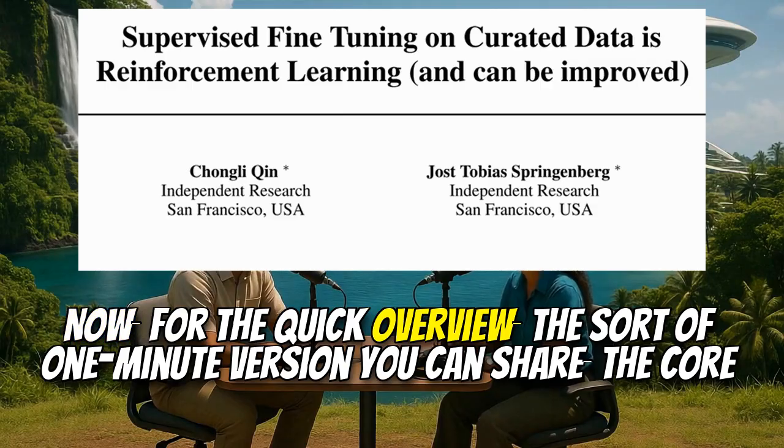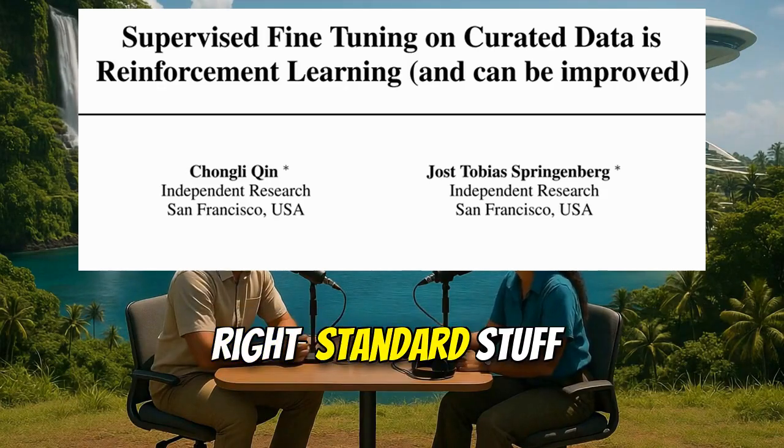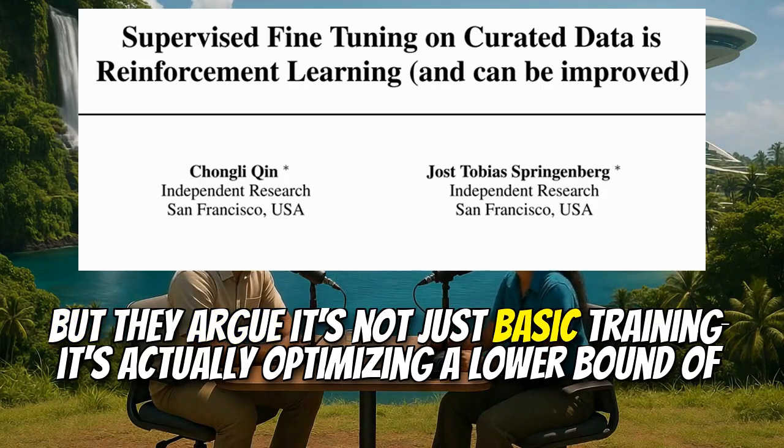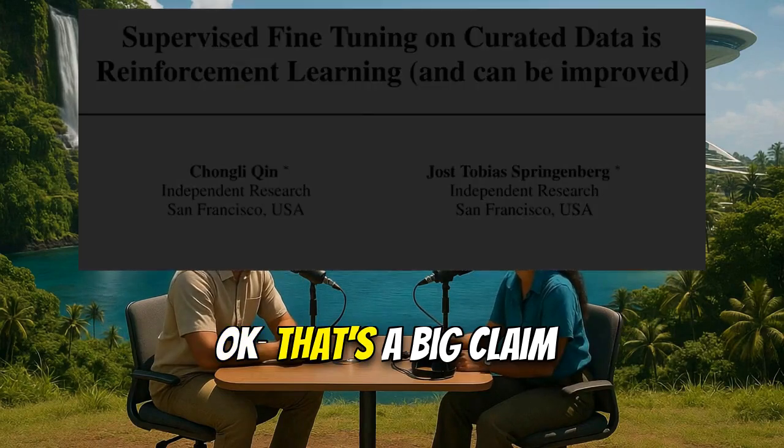Now, for the quick overview, the 1-minute version you can share, the core idea here is that supervised fine-tuning, SFT, that technique everyone uses, it looks simple. Right, standard stuff. But they argue it's not just basic training, it's actually optimizing a lower bound of the reinforcement learning objective, RL. Okay, that's a big claim.